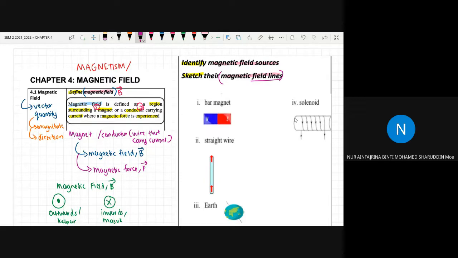But now, kita dah identify. Sekarang kita nak sketch dia punya magnetic field lines. Okay, for bar magnets, magnetic field lines dia akan keluar daripada north pole masuk south pole ataupun south pole masuk north pole. Anyone?